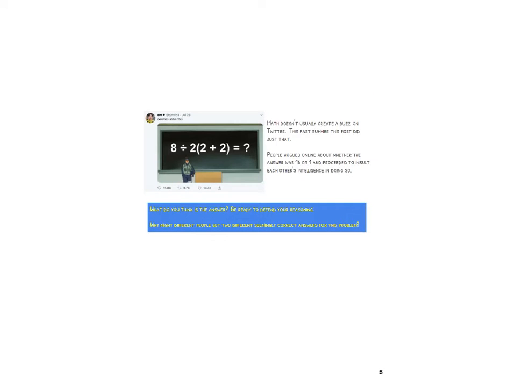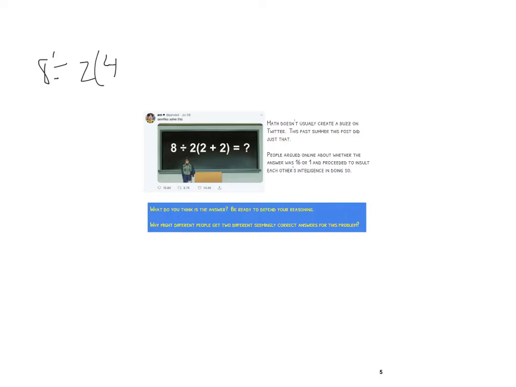Here's an example. This problem actually went viral because there was a lot of debate about what the actual answer was. And the issue with this is it's written ambiguously, which we will not do to you. But the way we would do this problem is we would have 8 divided by the 2, and then the parentheses go first, so that would be 4.